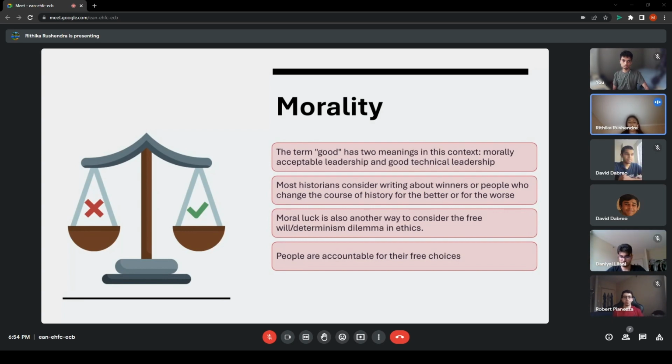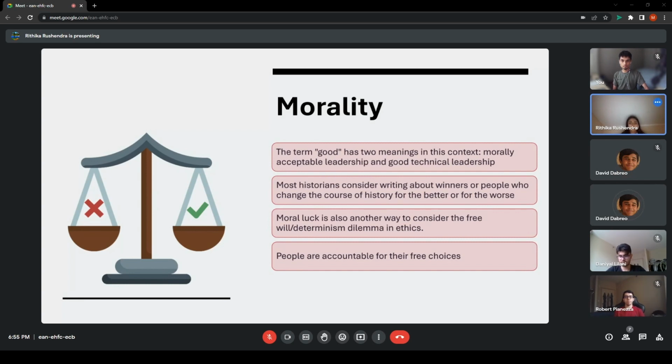History only adds to this confusion, as historians don't really write about leaders who were highly ethical and did nothing noteworthy. They struggle to write about an official who was a wonderful person but never came out on top. Most historians consider writing about winners or people who changed the course of history, for the better or for the worse.